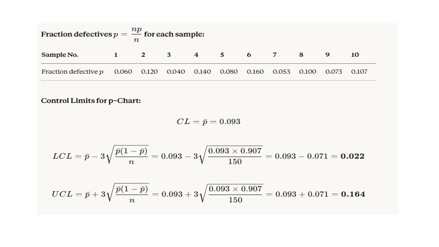After calculating it, we have to calculate the control limit points for P chart, which is nothing but the central line is going to be 0.093, which has been already found out, and the lower control limit is going to be 0.022 and the upper control limit is going to be 0.164.